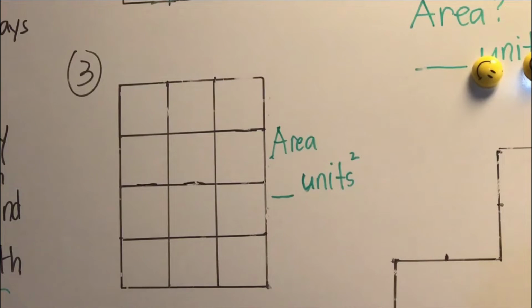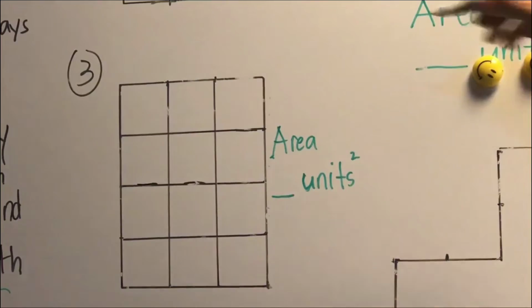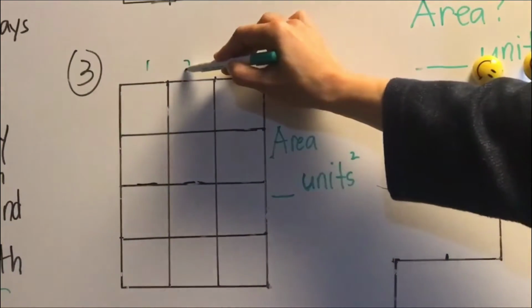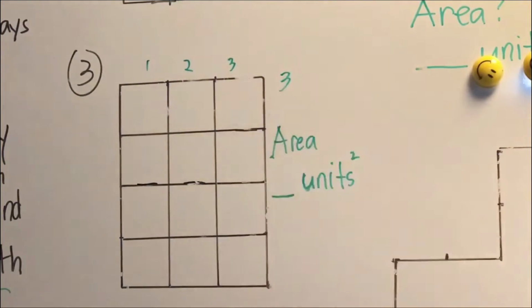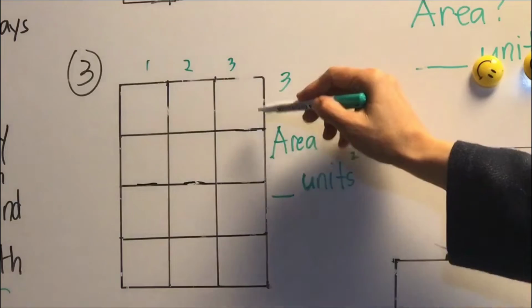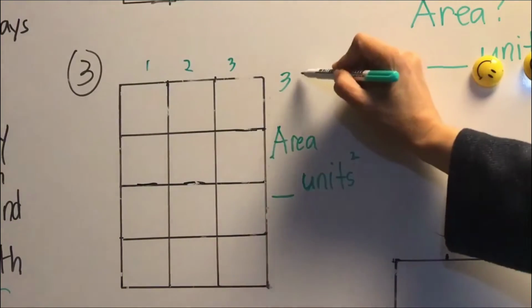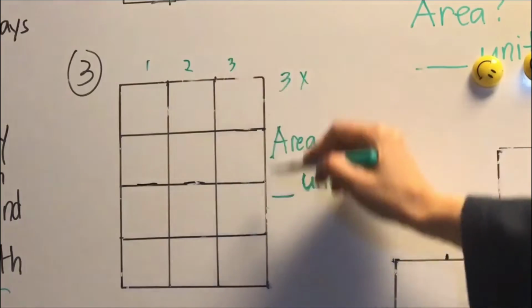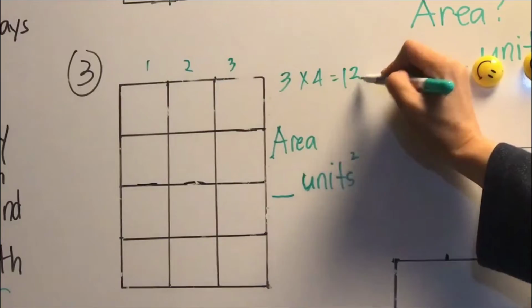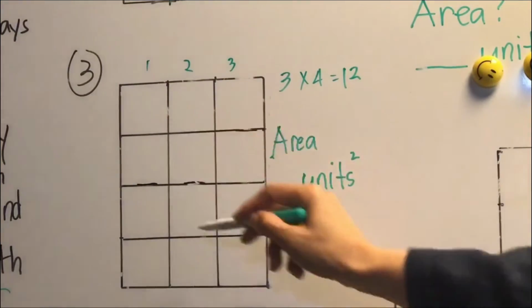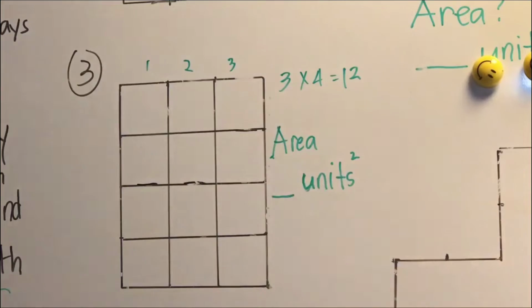Our third example, let's find the area of this rectangle. So we have 3 going across: 1, 2, 3. Going down, we have 1, 2, 3, 4. So 3 times 4 is 12. So the area of this rectangle has 12 units.